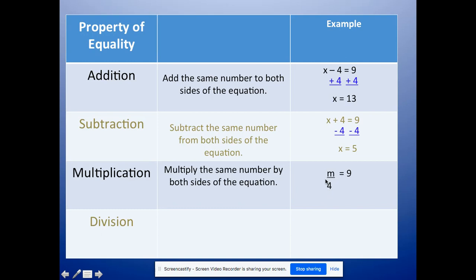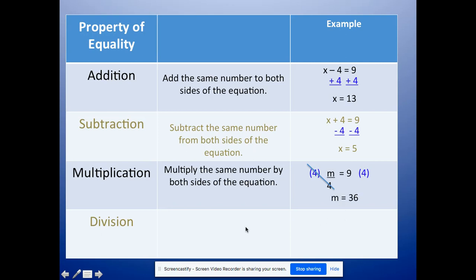The way we do the inverse of dividing by 4 would be multiplying by 4. And what happens here is they cancel out on the left side, because 4 times m is 4m, divided by 4 would be 1m, and that's why they cancel out. So m is equal to 9 times 4, which is 36.